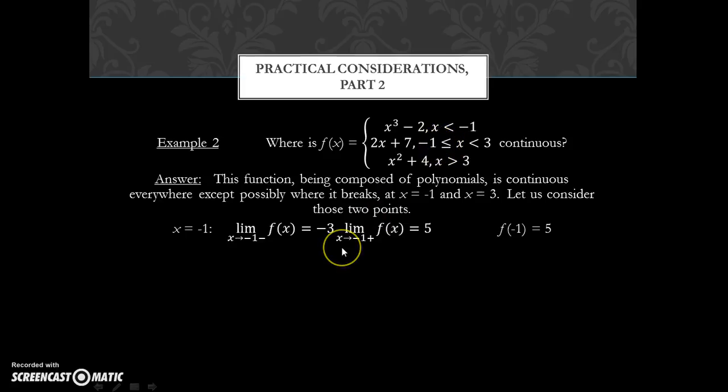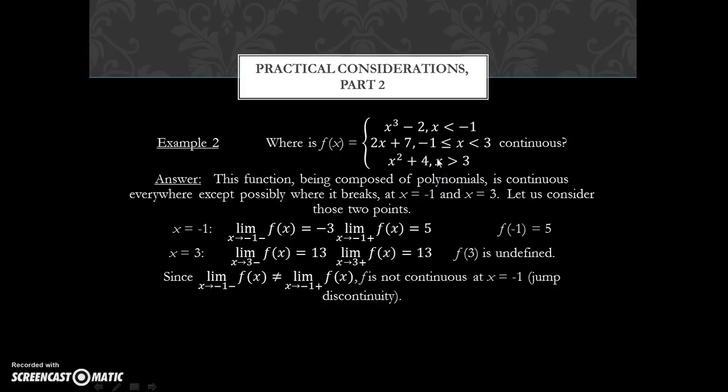At x equals 3, from the left of 3, we get a limit of 13. From the right, when we plug in 3 into the x squared plus 4 portion, we get a limit of 13 as well. However, you notice that f of 3 is not defined. There is no piece that includes x equals 3 as part of its domain.